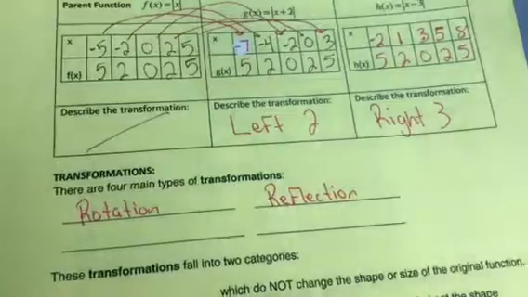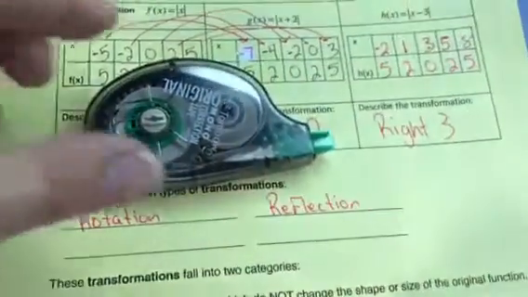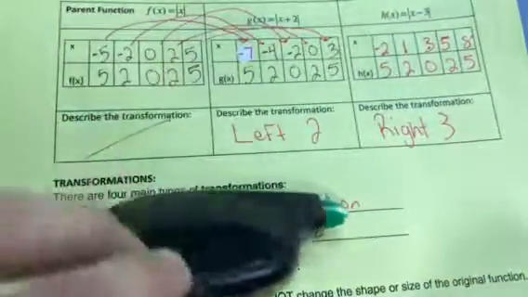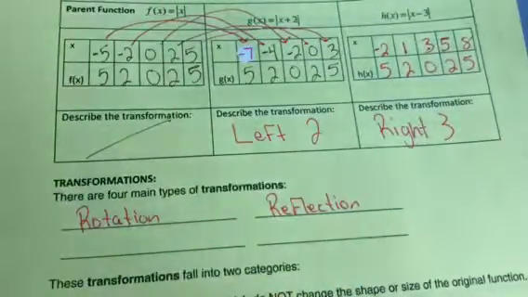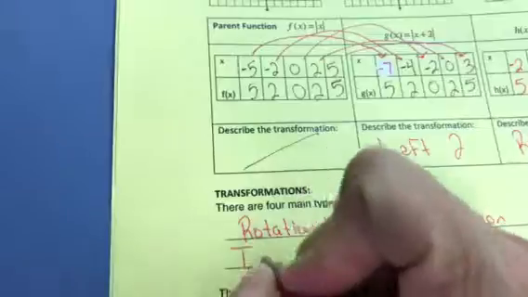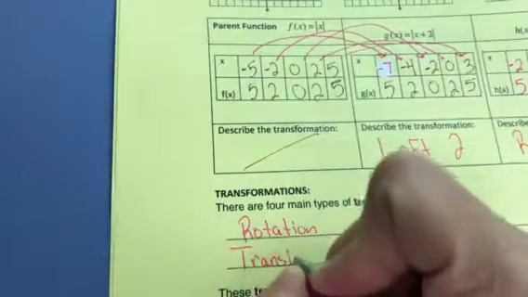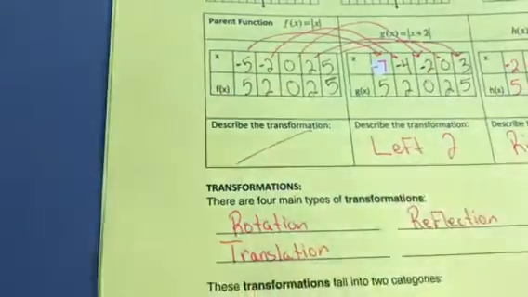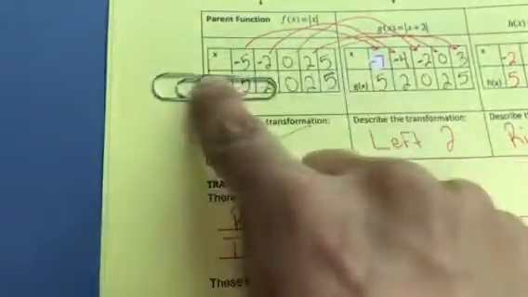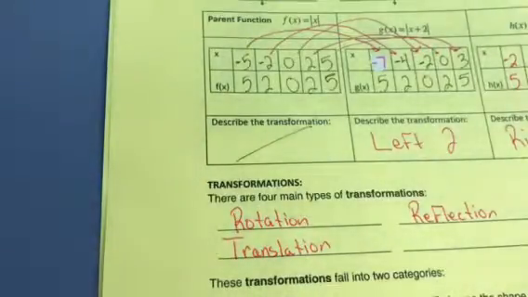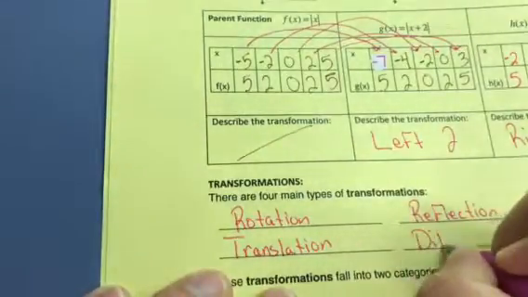So for instance, I have this. If I just flip it over, a reflection is like a flip. Okay, so reflection is a flip. Then you have a translation. So a translation just means if I take something, let's say this paper clip, and I move it left or right and up and down. That's a translation, okay? And then the last one is called a dilation.